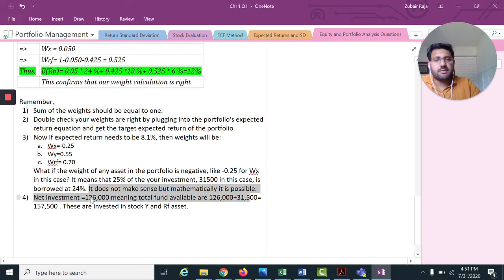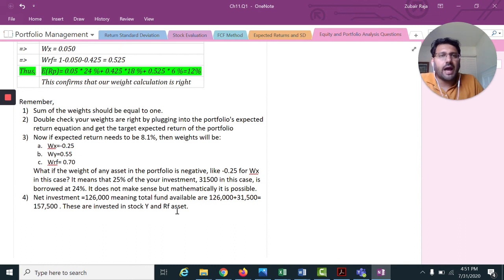So net investment will still remain 126,000, meaning that after paying the borrowed amount, your actual amount is just 126,000. But the overall available fund in that case is your 126,000 plus the 31,500 which you have borrowed. So now you have availability of 157,500, which you will invest in only stock Y and the risk-free asset. And stock Y, we know, was giving us just 18%, and the risk-free rate was giving us 6%, and we are borrowing at 24%. Doesn't make sense. Again, no prudent investor will do it, but mathematically for these questions it is possible.